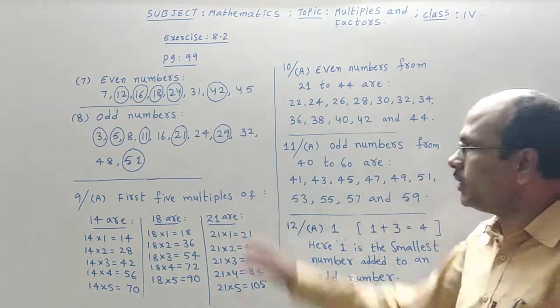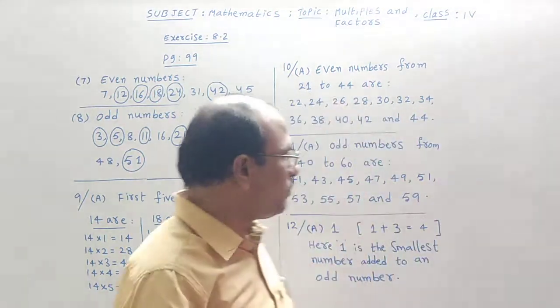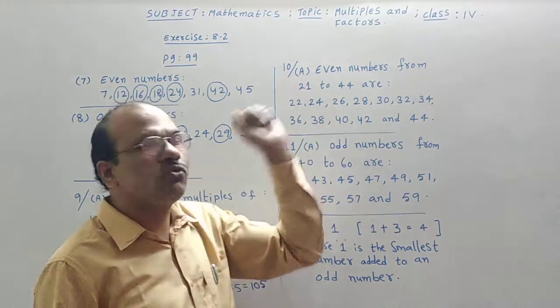We have learned this already. These are very easy for us. Let us see question 10. All of you look at this side. Now, even numbers from 21 to 44.